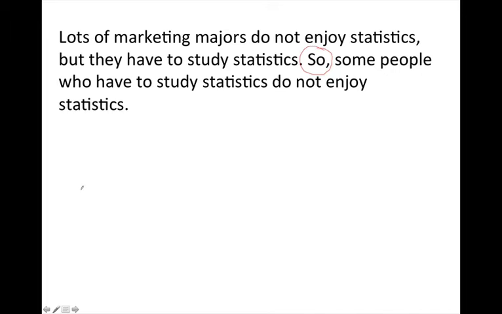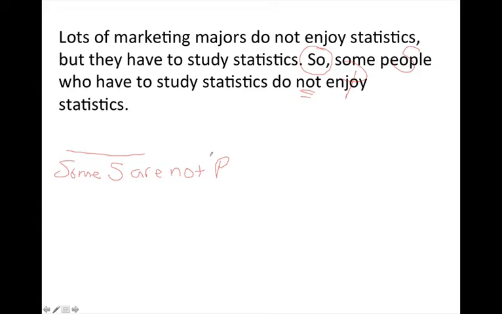So you can see we've got the quantifier stated for us, some. And then we have two classes, people who have to study statistics and people who enjoy statistics. So we have S for people who have to study statistics, and P for people who enjoy statistics. Notice we've got the negation, so we have an O claim. Some S are not P.